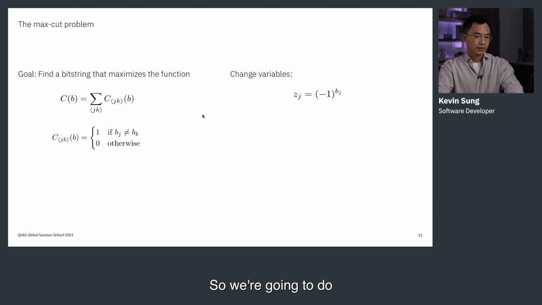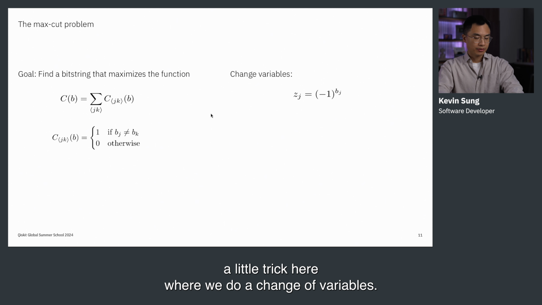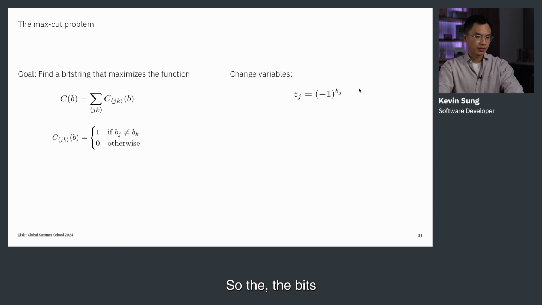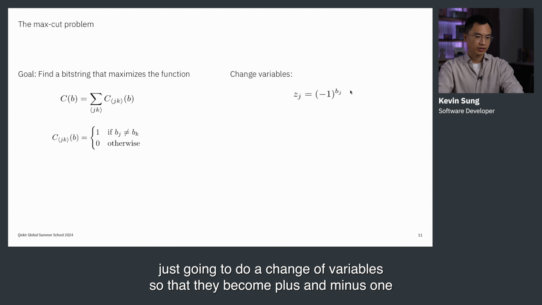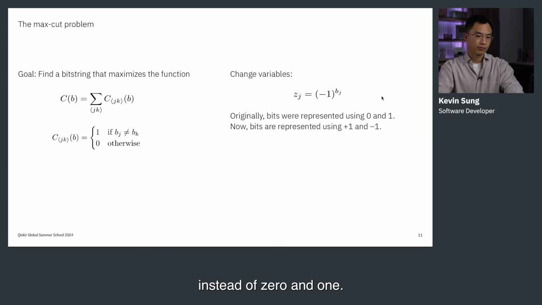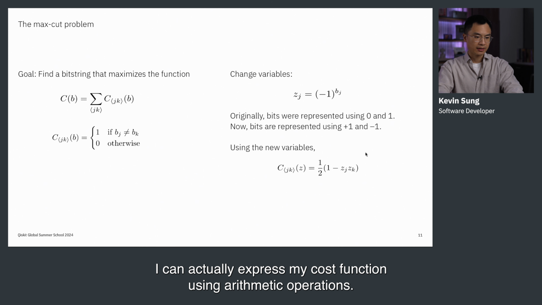So we're gonna do a little trick here where we do a change of variables. The bits that I've represented with B are zeros and ones, and we're just gonna do a change of variables so that they become plus and minus 1 instead of 0 and 1. And using these new variables, I can actually express my cost function using arithmetic operations.